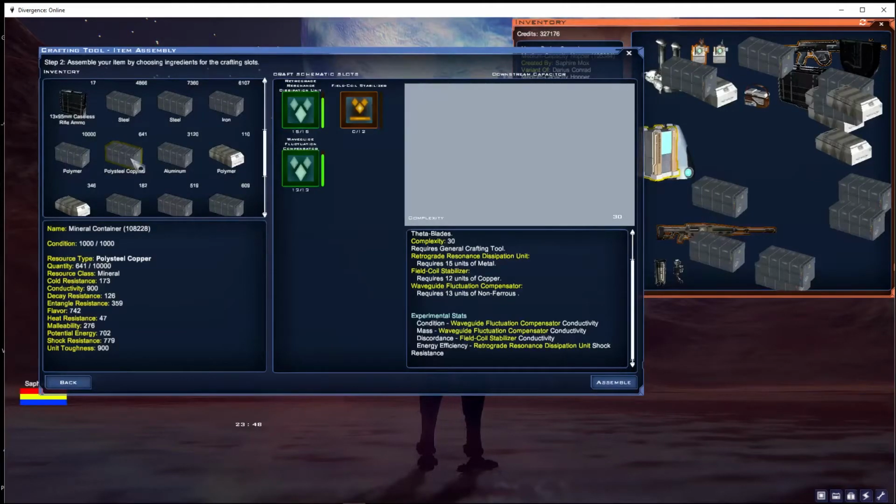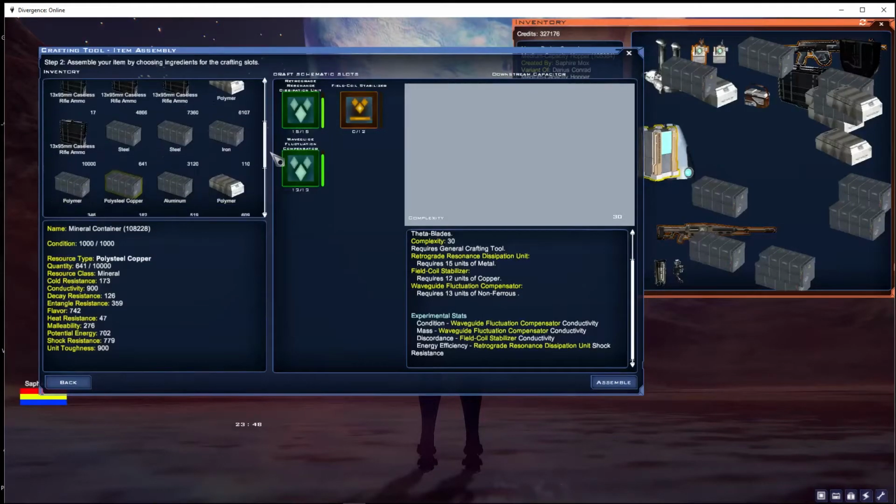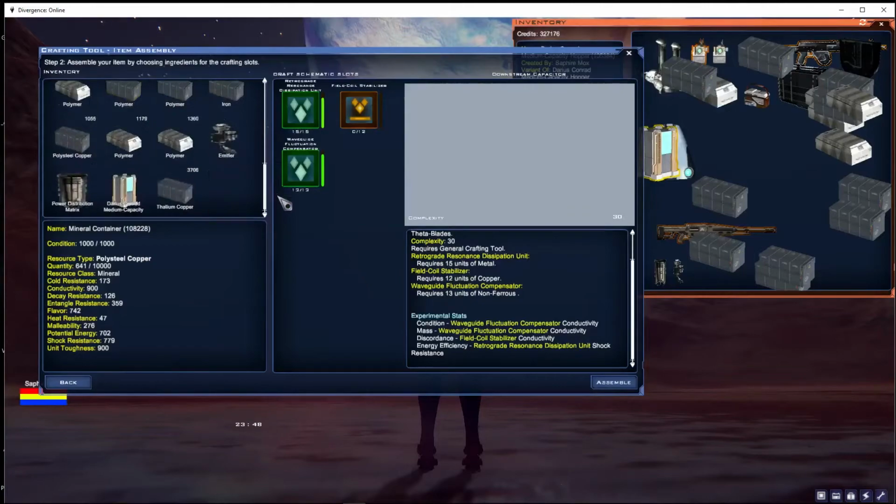This polysteel conductivity is 900. Oh, alright, so here's my 900. This is a very rare metal. This was a special drop that Ethan created a very long time ago for some people that were dying out in the desert, and he wanted to share the abundance of rook with them. So he went and did that.